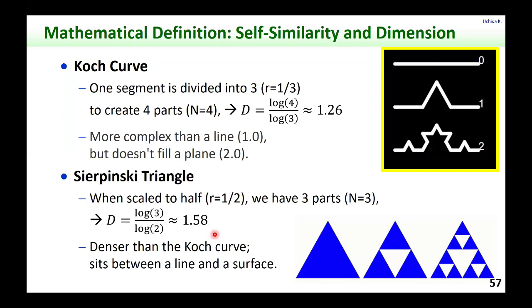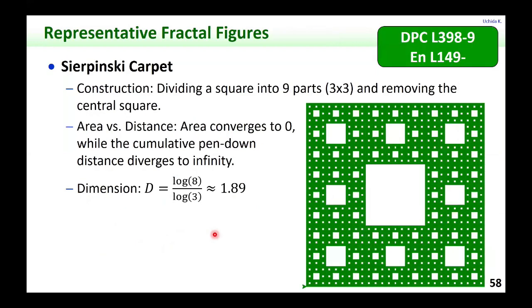Shall we try another example? You can do it yourself, but in the Sierpinski carpet, as I showed you, the ratio is 1 to 3, okay, 1/3. The smaller square is 1/3 of the original. And the painted area is only 8 of the original. So the dimension is log 8 over log 3, which is like 1.89.